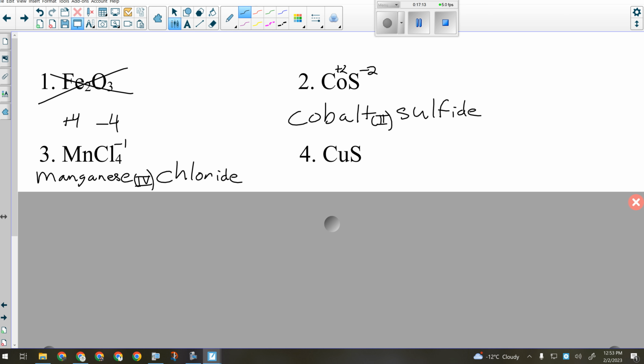Okay, and then for this one here, Cu stands for copper, and S stands for sulfur, so this is copper something sulfide. Copper can be a 1 plus or a 2 plus. What's sulfur always? -2. Since there's only one sulfur and there's only one copper, they must have the same charge, because I've got to get 2 positive charges from that one copper. So this is copper 2 sulfide.